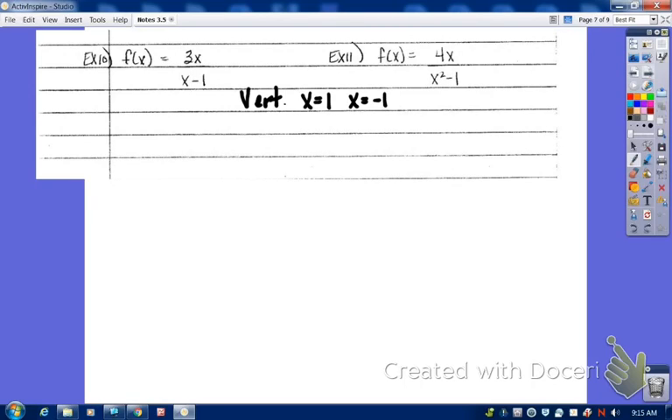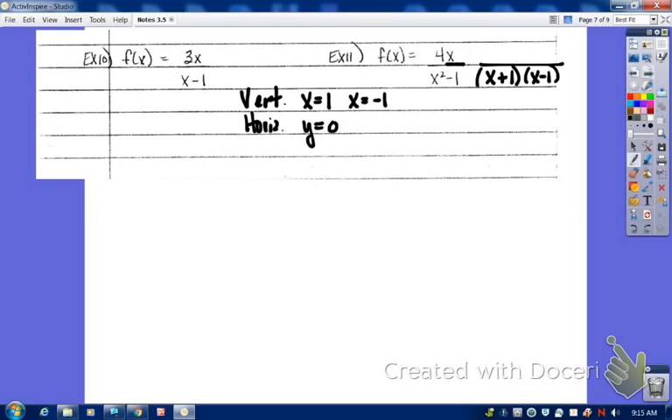1 and negative 1. How did we know that? Well, the denominator will factor. So if you need to factor it, if you can't see the 1 and the negative 1 without factoring it, then you need to factor the denominator. So there are 2 vertical asymptotes, so this graph's going to have 3 pieces. All right, what about horizontal asymptotes? Y equals 0. Y equals 0 because the top degree is smaller than the bottom. So you always have a horizontal asymptote at y equals 0.